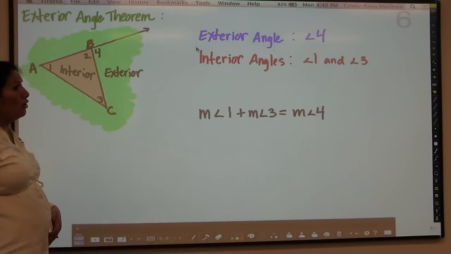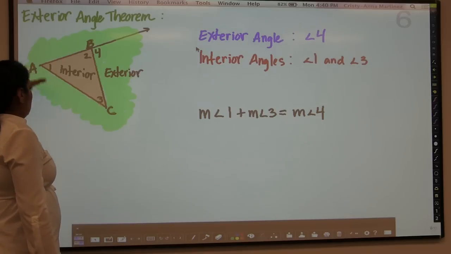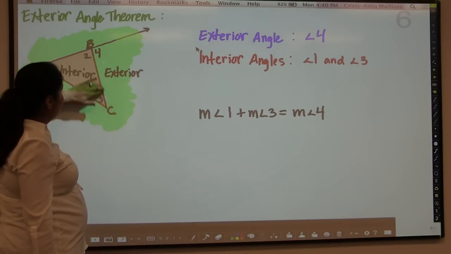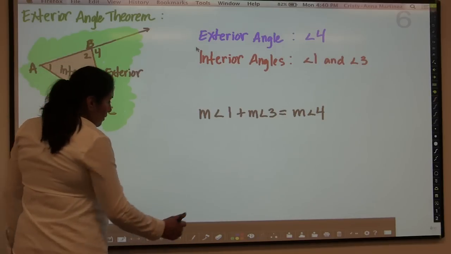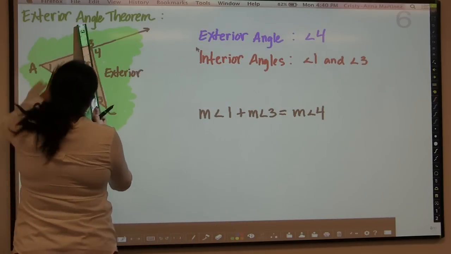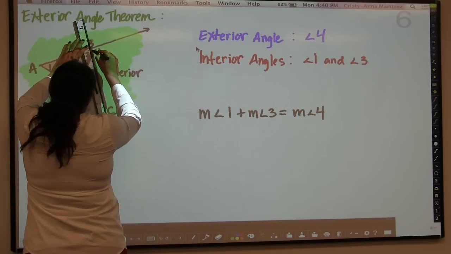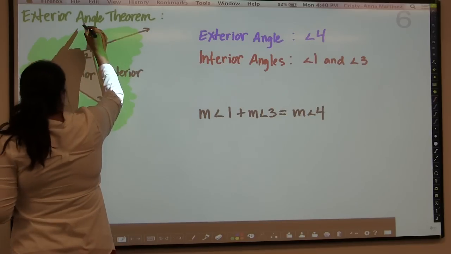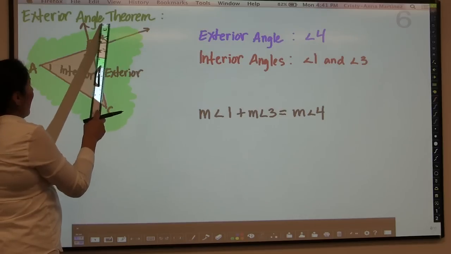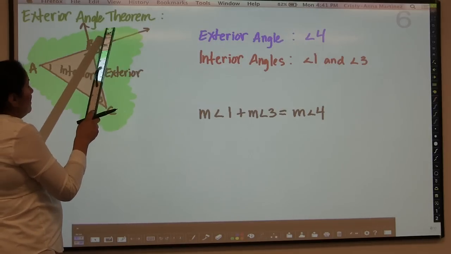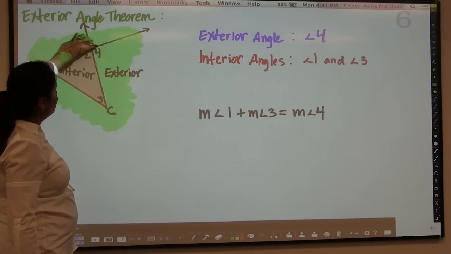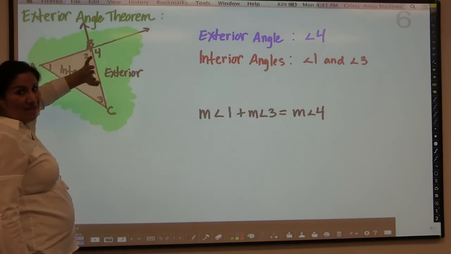An exterior angle is formed by an extension of one of the legs of the triangle and then a side. Okay, so for example, if I were to add or extend BC like so, the angle that I'm looking at right here in this area is not an exterior angle, because this angle, although it is an angle, is formed by two extensions from the triangle, and that's not an exterior angle.